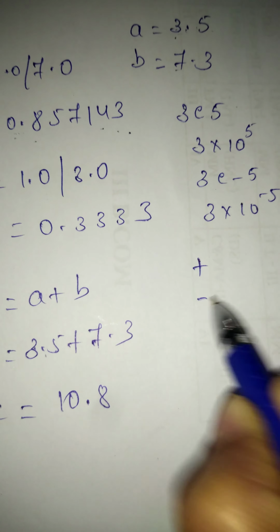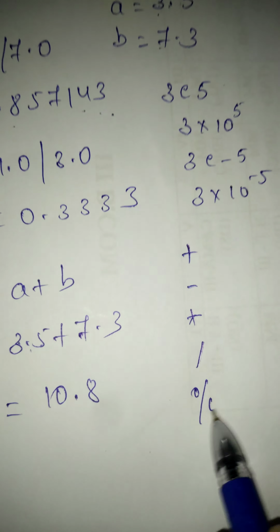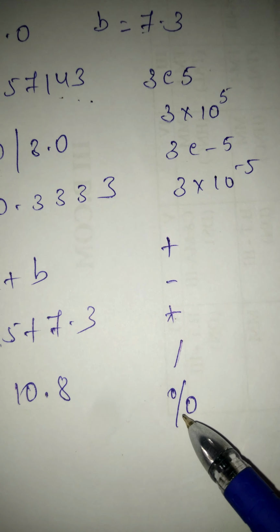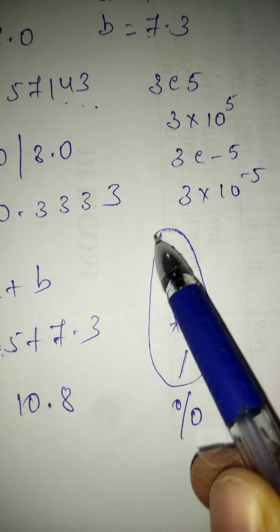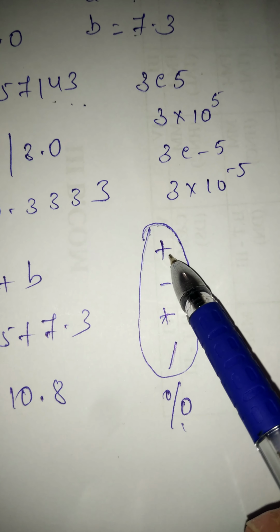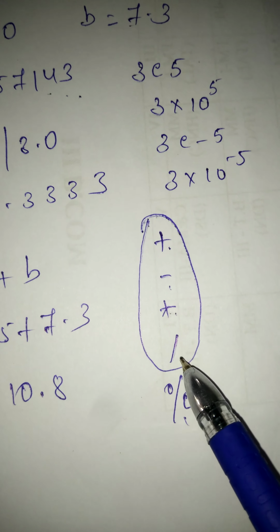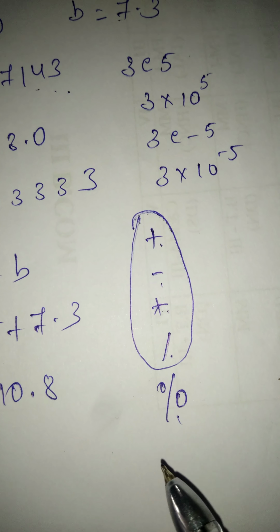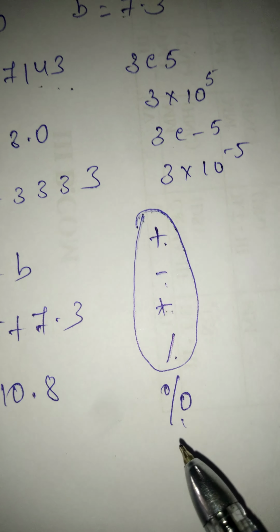Which are the arithmetic operations we have? Addition, subtraction, multiplication, division, and modulus, right? We can perform all four operations on real arithmetic except one, that is modulo division. We can perform addition, subtraction, multiplication and division on real numbers, but we cannot perform modulo division on real numbers. But we can perform all five operations in integer arithmetic.